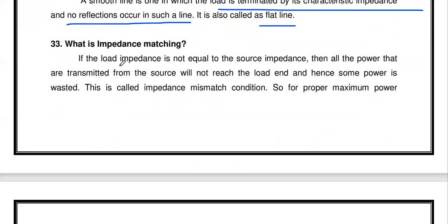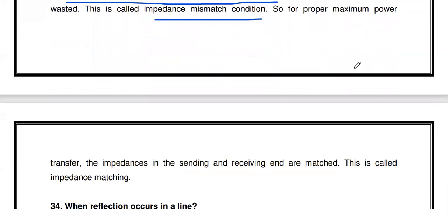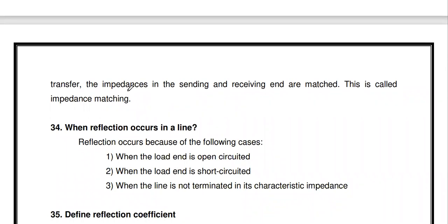Then, what is impedance matching? Impedance matching is a very important thing while designing the transmission line. If the load impedance is not equal to the source impedance, then all the power transmitted from the source will not reach the load end, so some power is wasted. This is called an impedance mismatch condition. So for proper maximum power transfer, we have to match the impedance at the sending and receiving ends. That process is called impedance matching.